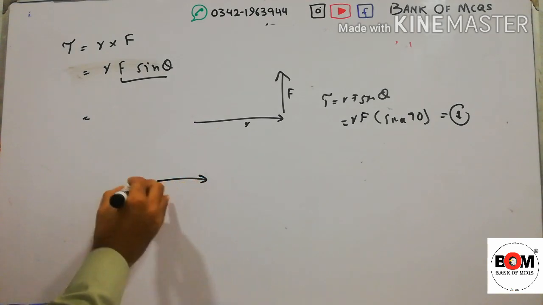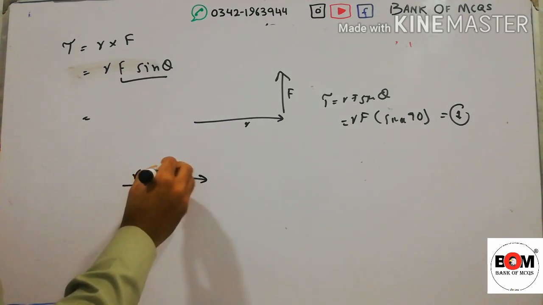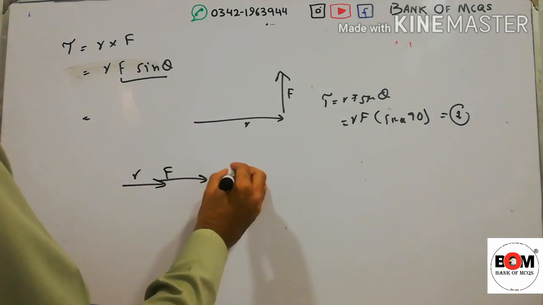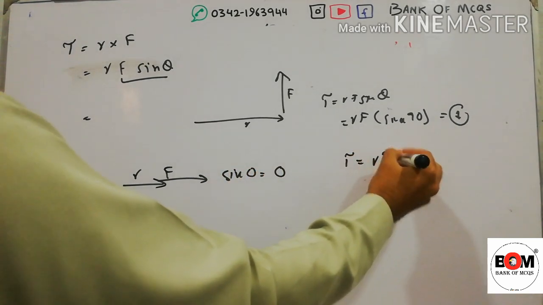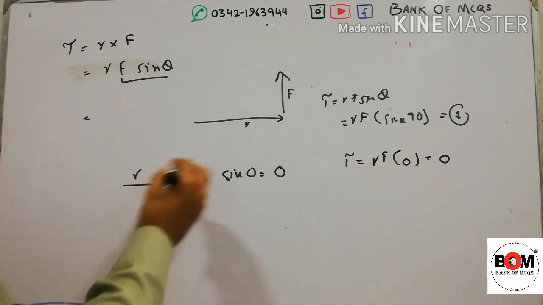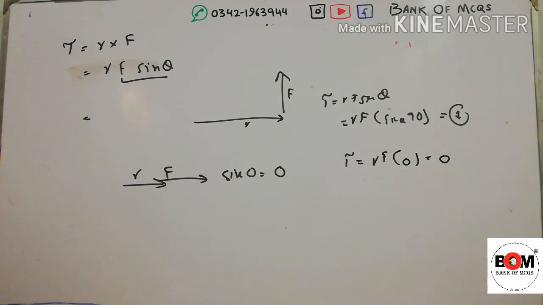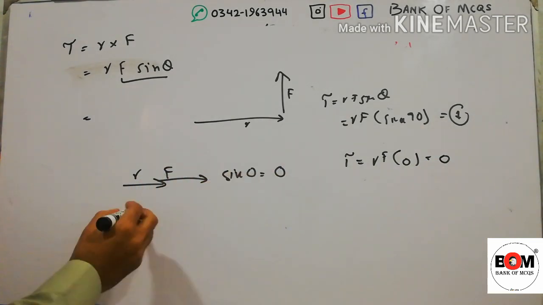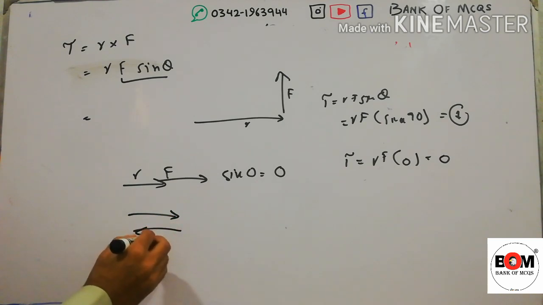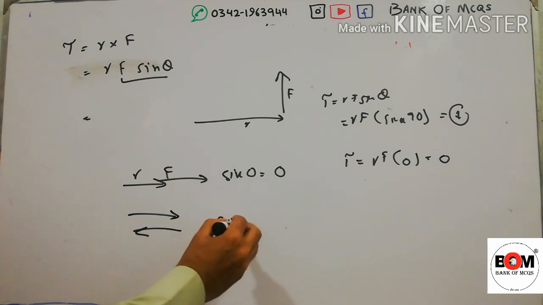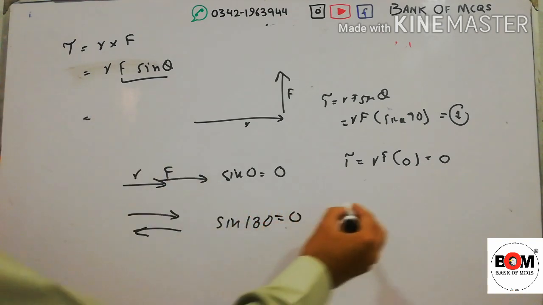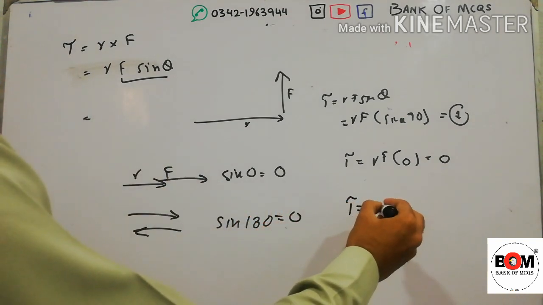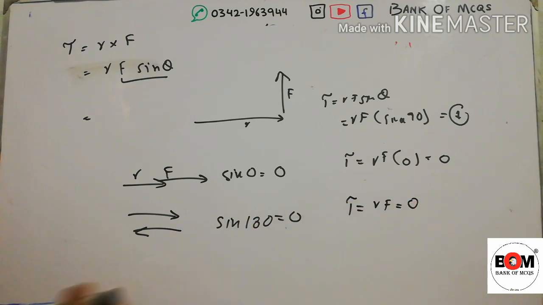If R and force are in the same direction, then sin 0 is equal to 0, so torque is equal to RF times 0, that is 0. So if R and F are in the same direction, the angle is 0, and torque will be 0. If this is R and force acts in the opposite direction, it means the angle is 180, so sin 180 is equal to 0. In that case, torque will again be equal to 0. So this was all about torque.